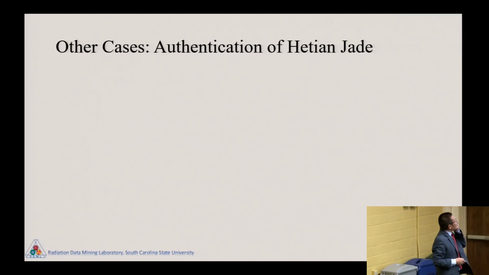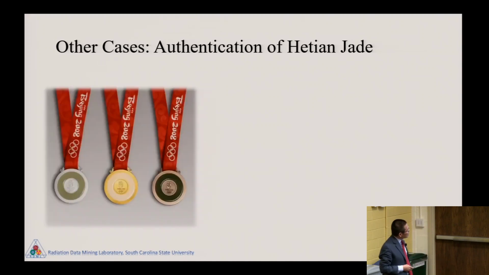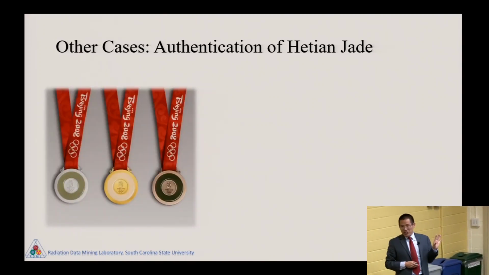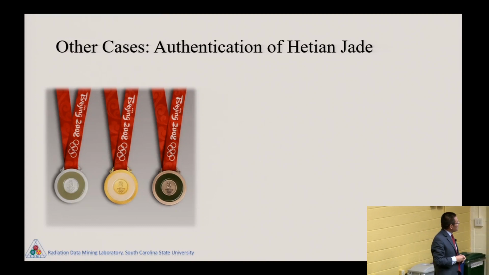Okay. Here is another case, authentication of the Hetian jade. Hetian jade is famous. It's expensive. And this is the 2008 Olympic medal. This medal has gold, brown, and silver in the middle, but this one is actually the jade.